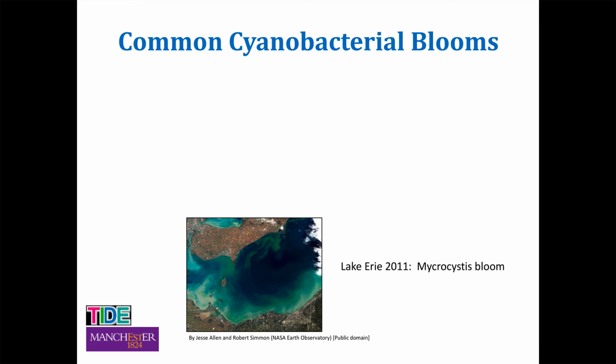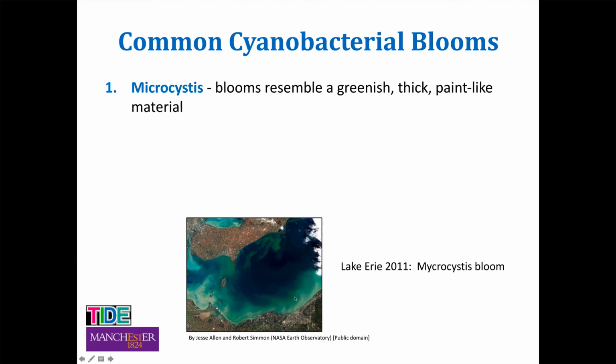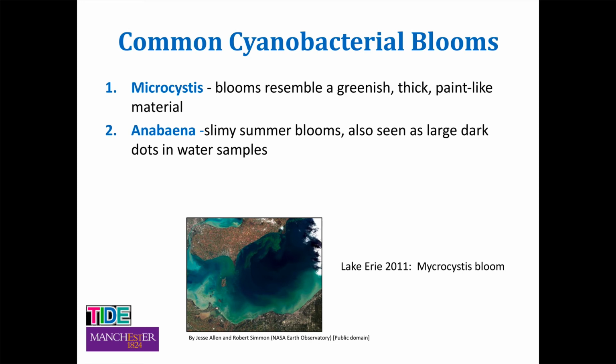At the bottom of this slide, you can see a picture of Lake Erie, and you can see all this bluey-greeny colour, which is the Microcystis bloom, which is a very common cyanobacteria. The bloom is like a greenish, thick, paint-like material, as you can see on the slide at the bottom. Another common cyanobacterial bloom is caused by Anabaena. This bloom tends to occur in the summer, and it's slimy, and you can see it as large dark dots in the water samples when the levels get really, really high.